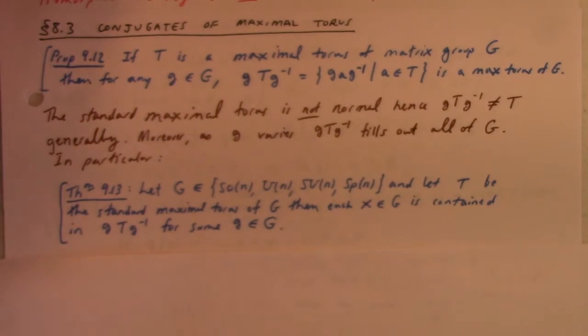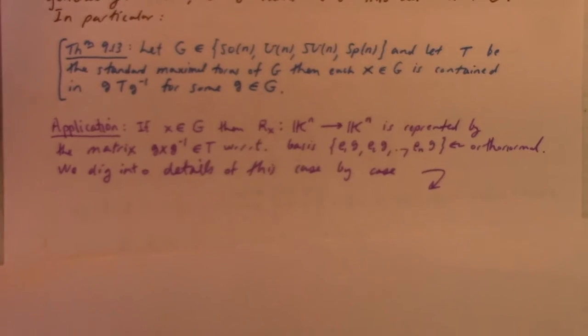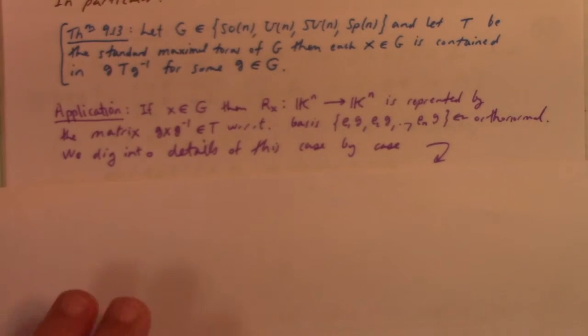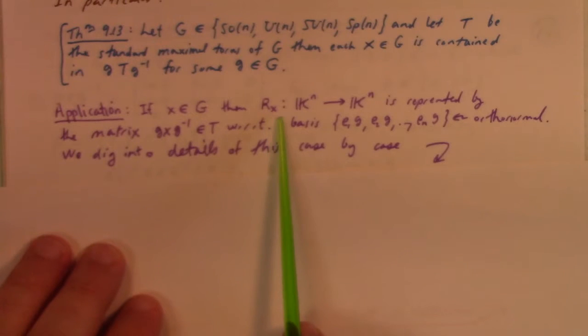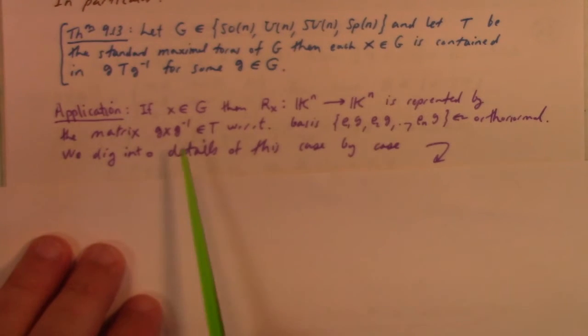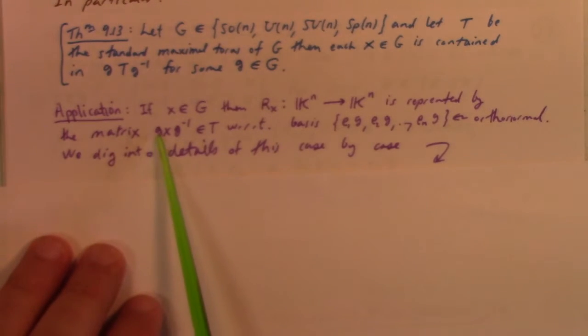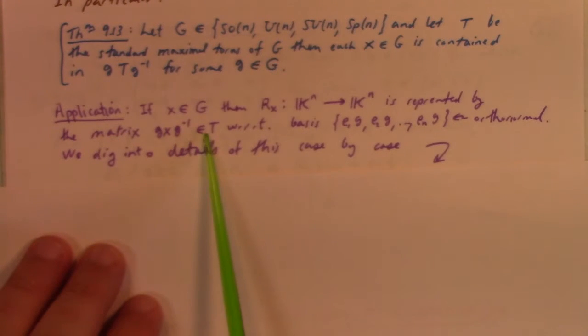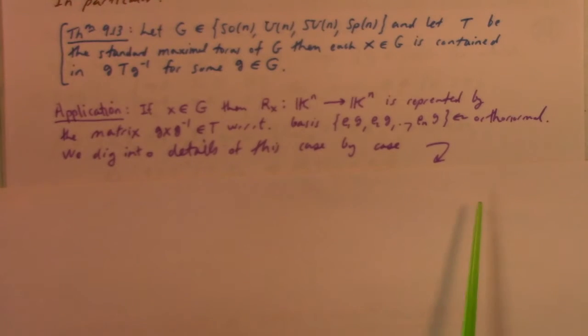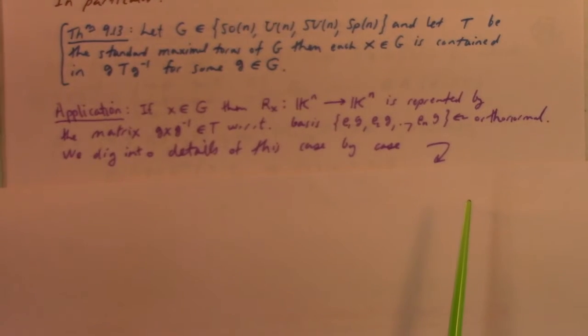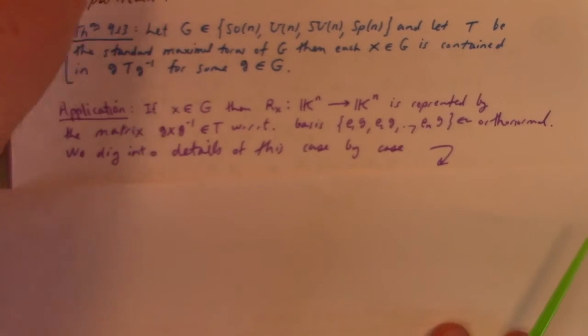All right? So an application of this would be, if x is in G, then R_x is a mapping from K^n to K^n. It's represented by a matrix, gxg^-1, in T with respect to some orthonormal basis, right? And if we dig into the details of this case by case, what happens?